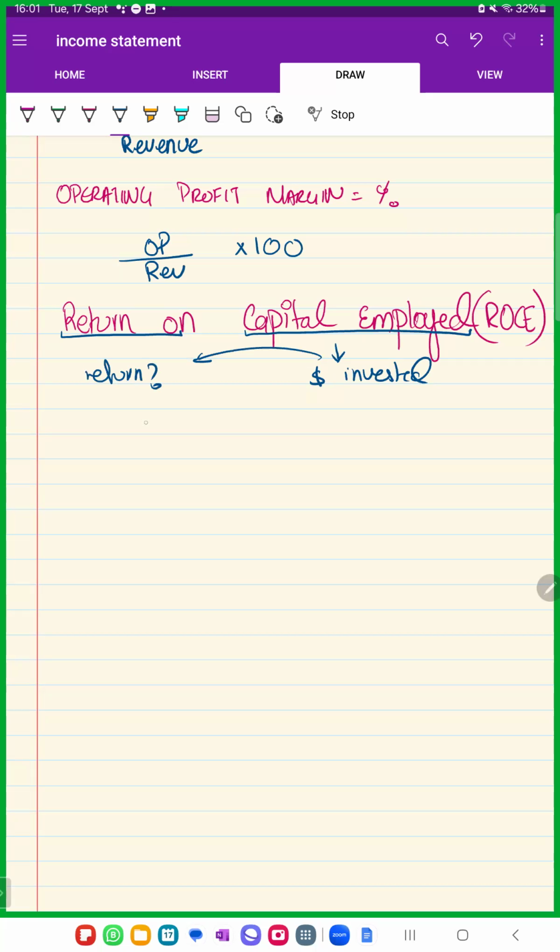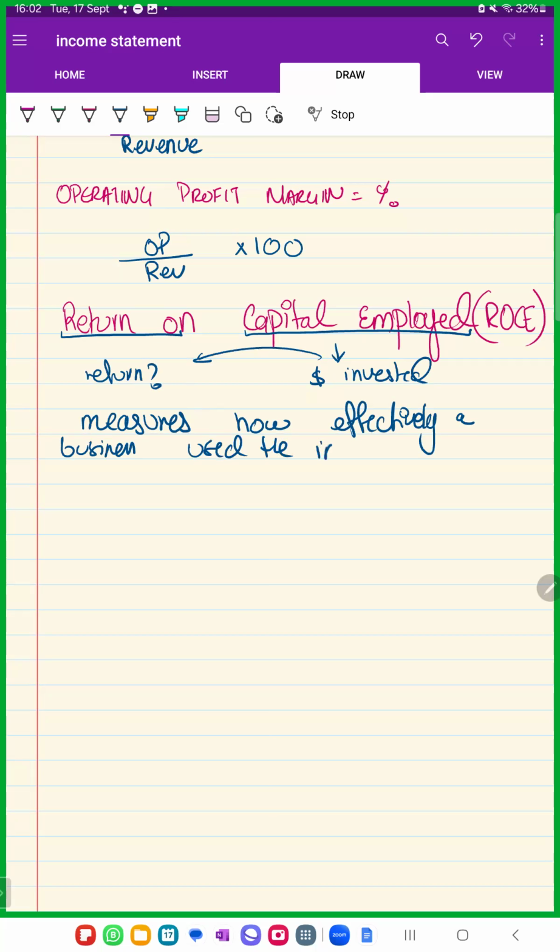Okay, ROCE measures how effectively a particular business used the invested capital to generate profit. Okay, it's all about how efficiently you use the invested capital to generate profit.